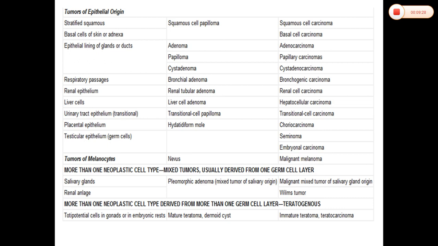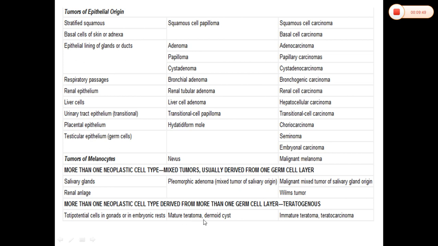Some exceptions are there. For example, malignant tumor of testes is called as seminoma. And next one, malignant tumor of skin derived from melanocytes is called as malignant melanoma. Next one is mixed tumor. Benign one is pleomorphic adenoma, and malignant mixed tumor of salivary gland is the name for the malignant one.